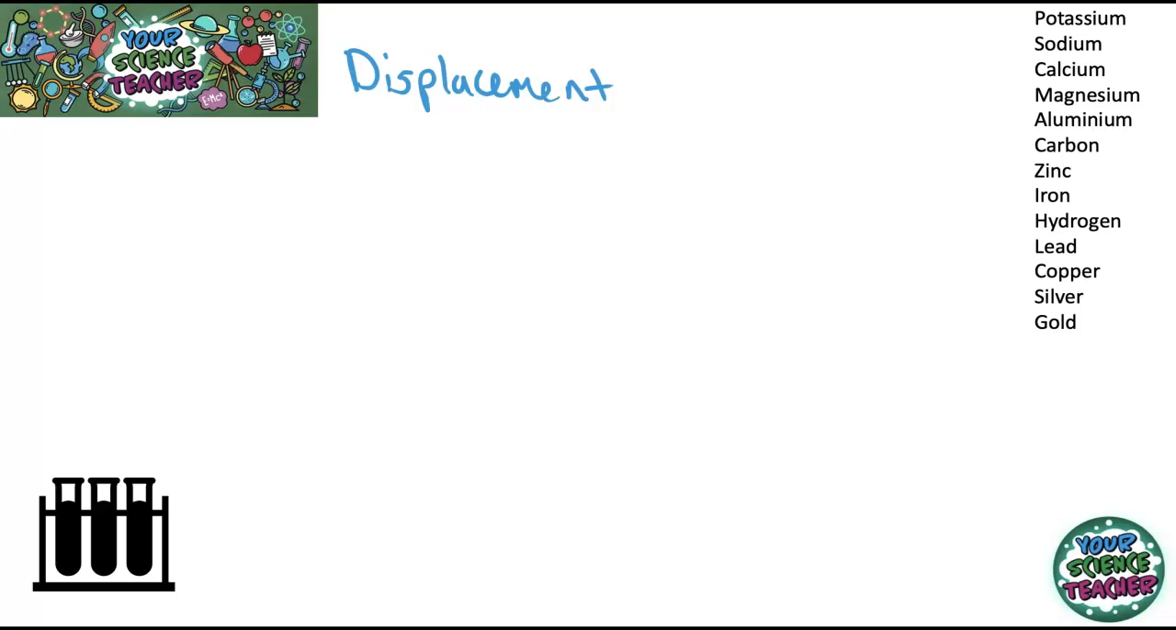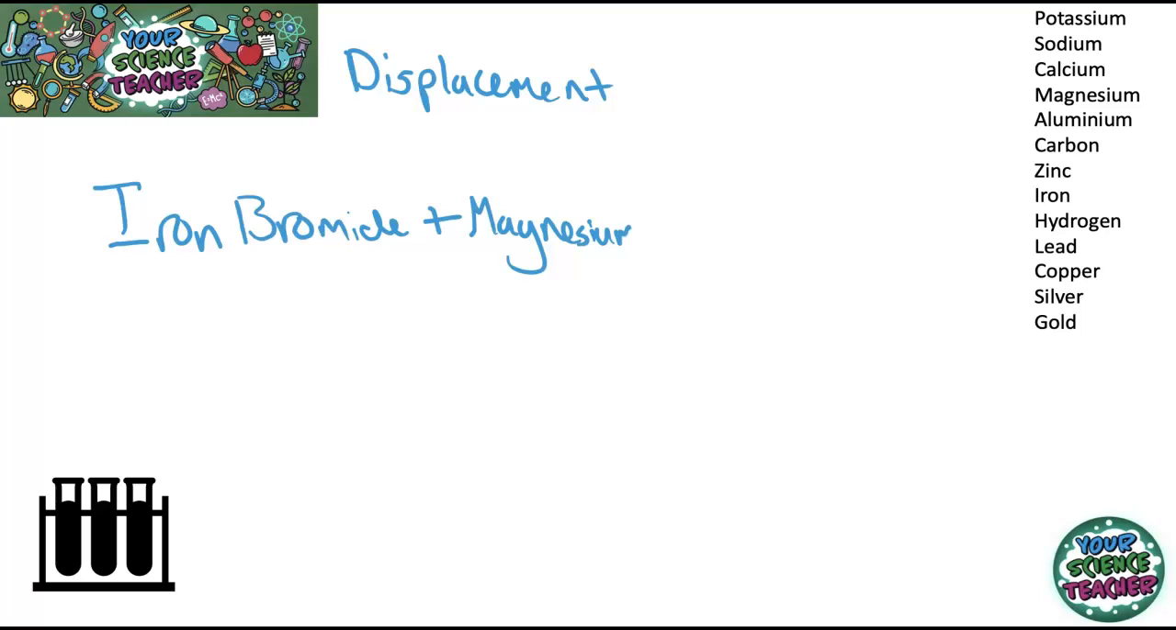So let's have a look at an example of what I mean here then. Let's have iron, and I'm going to have iron bonded to bromine, which would be iron bromide. And if I add a more reactive metal, for example, something like magnesium, well, magnesium is more reactive, so it's going to steal that bromine away. And now I end up with magnesium bromide, and I have iron.